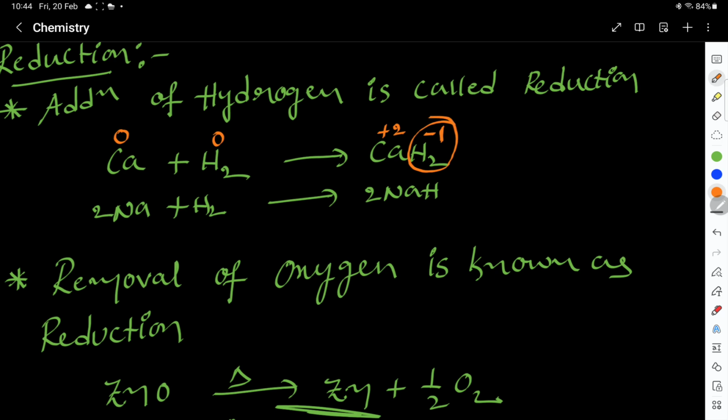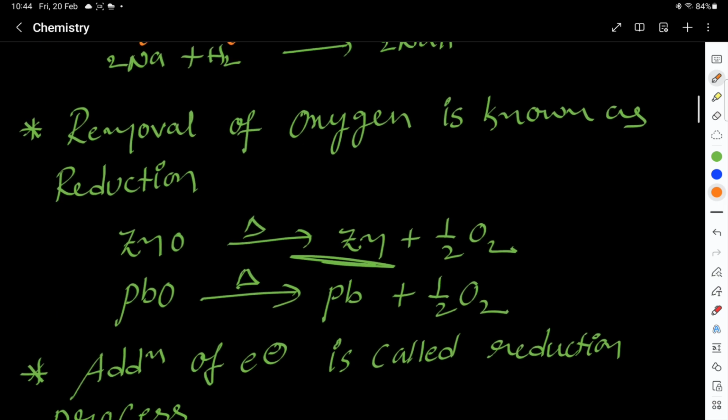This you must not forget. In this process, who undergoes reduction? Hydrogen is undergoing reduction. Here sodium 0, hydrogen 0. Here sodium gets +1, hydrogen becomes -1. Sodium hydride. In all hydrides, hydrogen oxidation state is -1. Right?